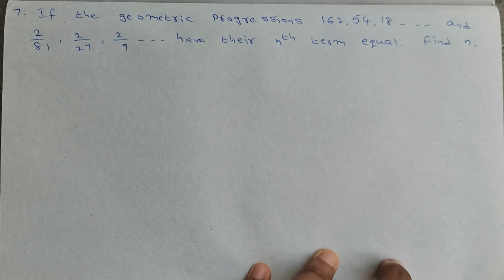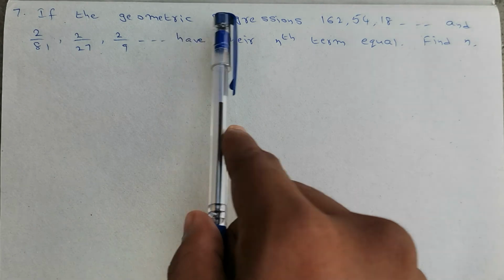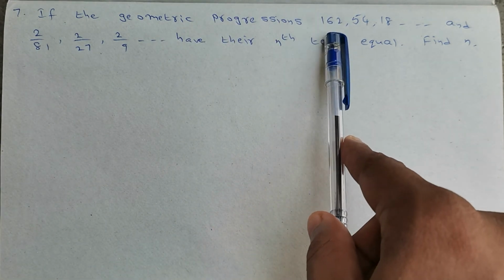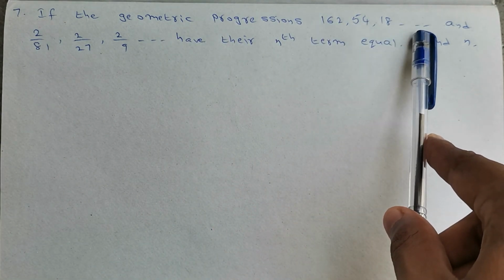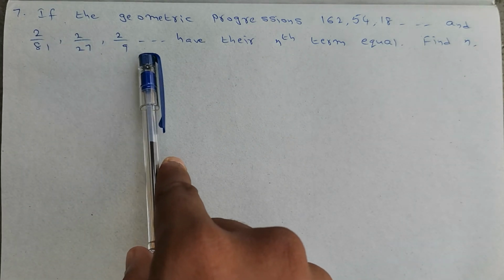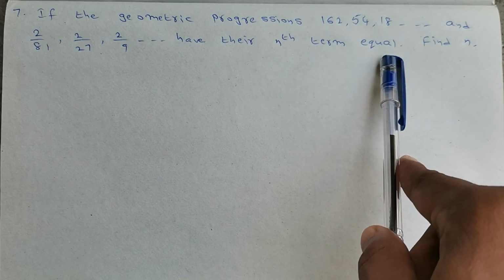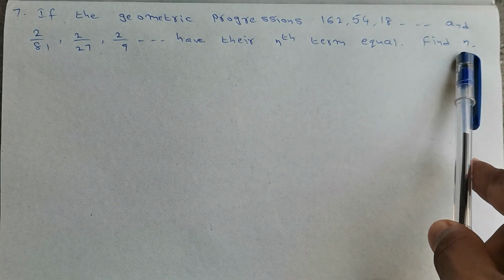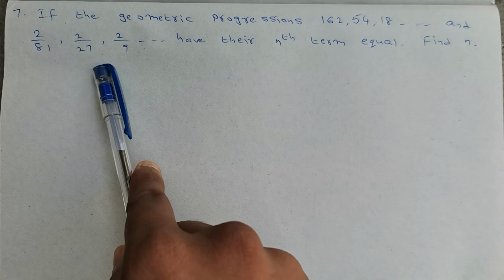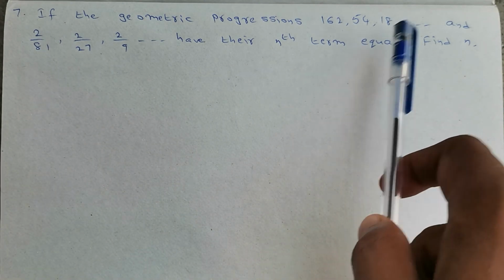Okay, let's check the last question in this exercise. Question number 7. If the geometric progressions 162, 54, 18 and so on, and 2 by 81, 2 by 27, 2 by 9 and so on have their nth terms equal, then find that n value. Two geometric progressions are given and it is mentioned that the nth terms are equal.